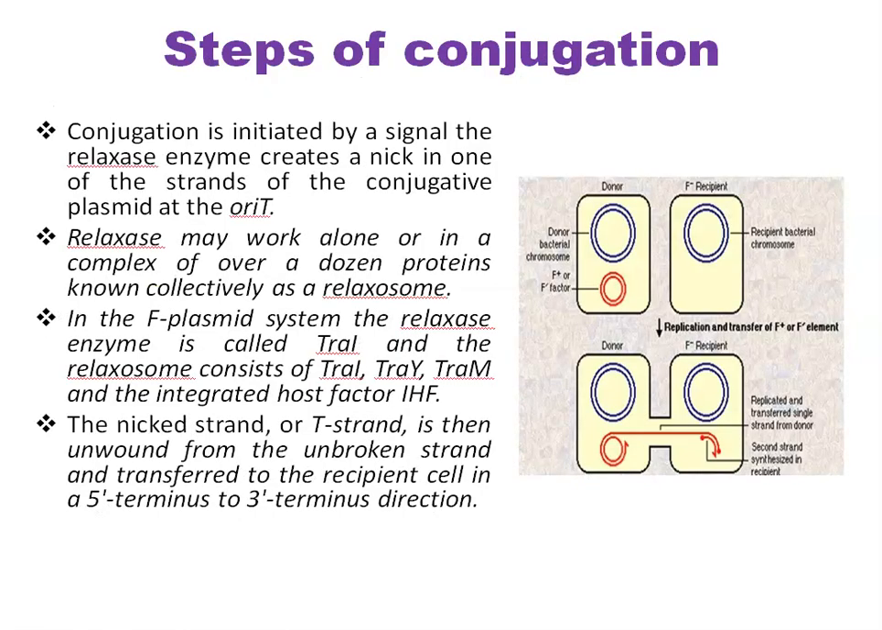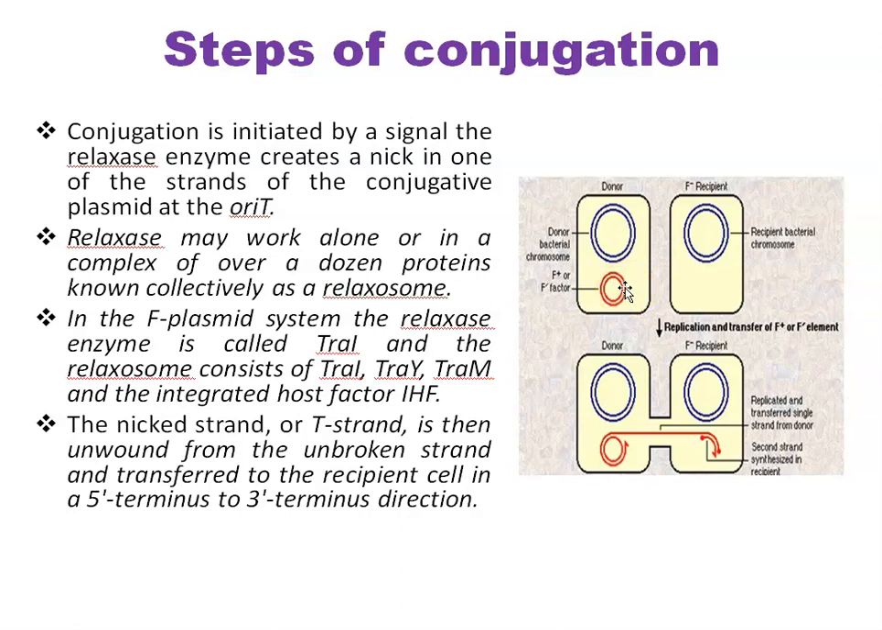Now, steps of conjugation. As I told you, conjugation is initiated by a signal when the relaxase enzyme creates a nick. You can see here the donor cell and the recipient cell. The donor cell has a plasmid, while in the recipient cell no plasmid is there. So the relaxase enzyme creates a nick in one of the strands of this conjugative plasmid at the oriT region, right?